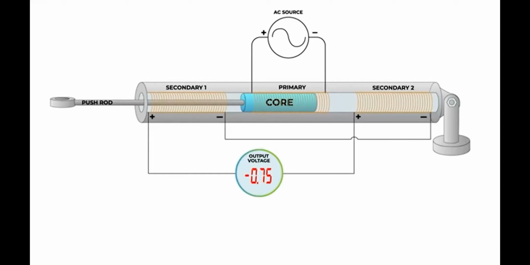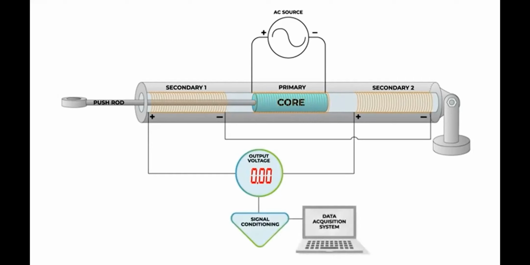The phase of the voltage is determined by the direction of the core's displacement, while the amplitude is determined more or less linearly by the magnitude of the core's movement from the center. Signal conditioning is required to convert the analog AC output to either 5 volts DC, 4 to 20 milliamps, or whichever format is compatible with your data acquisition system.